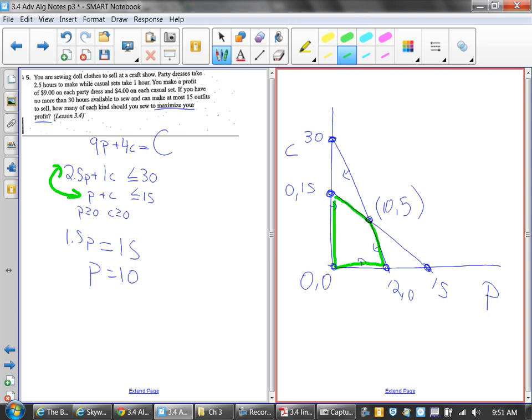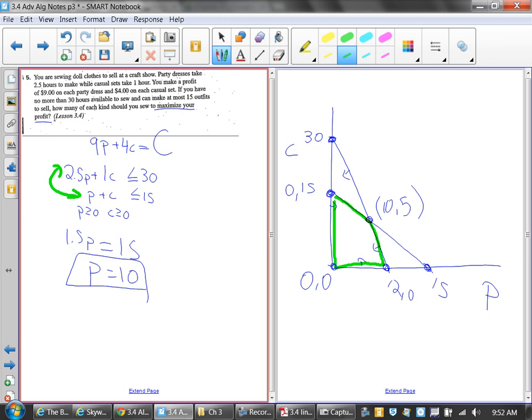All right, Butler? What do we got? Wait, where'd you get the 5? I got 5 because we solved this value of 10 to be P. So I substitute in here. 10 plus what is 15?